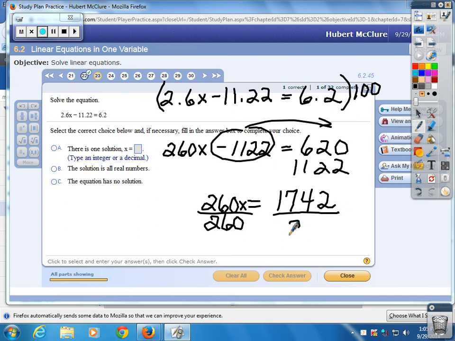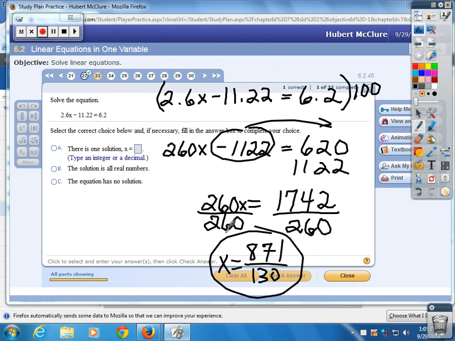Divide by 260. And we can divide both of those by 2. X is equal to 2 will go into 17. That's 130 on the bottom. And 2 will go into 17 8 times. 1, that's 7. And 1. 871 over 130. I'm going to let y'all work on that. I don't think you can reduce that down anymore. I mean, decimal-wise you can. The directions say type it as an integer or a decimal.